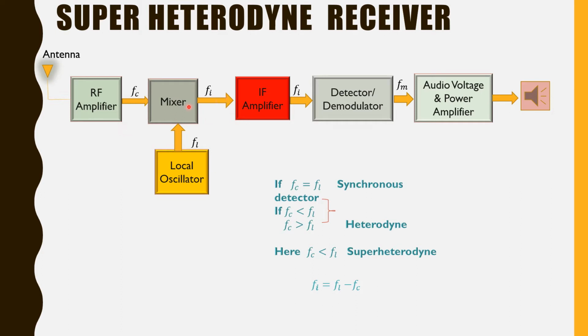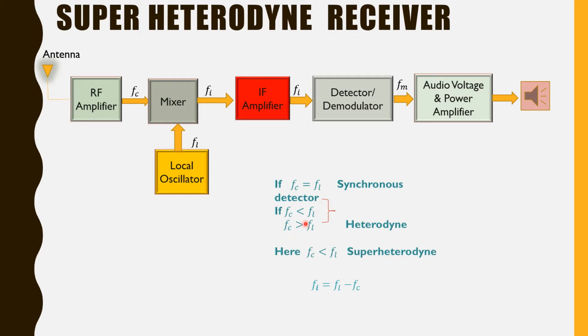Then second stage is a mixer. We have connected one local oscillator to this mixer. Suppose input to this mixer is Fc and the frequency generated by local oscillator is Fl. Then there are various possibilities here, like Fc could be equal to Fl, Fc could be greater than Fl, or Fc could be less than Fl. So suppose if Fc is equal to Fl, this condition is known as synchronous detector.